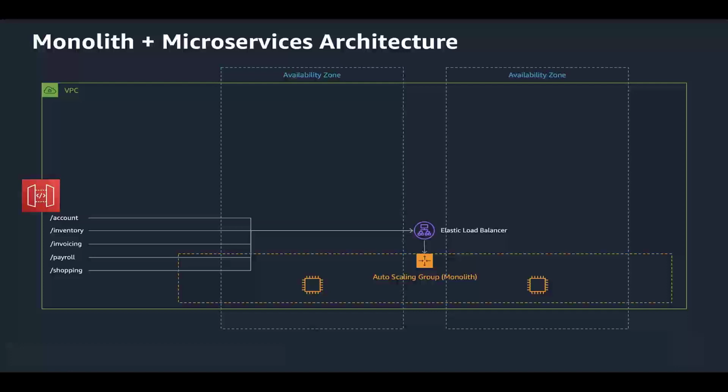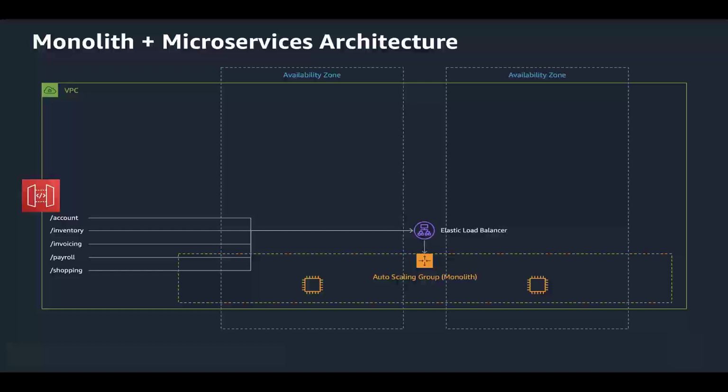Now we can see how the extracted microservices will work with the remaining code in the monolith. Remember, because we're using the Strangler Fig pattern, we want to incrementally replace the monolith with microservices one section at a time.